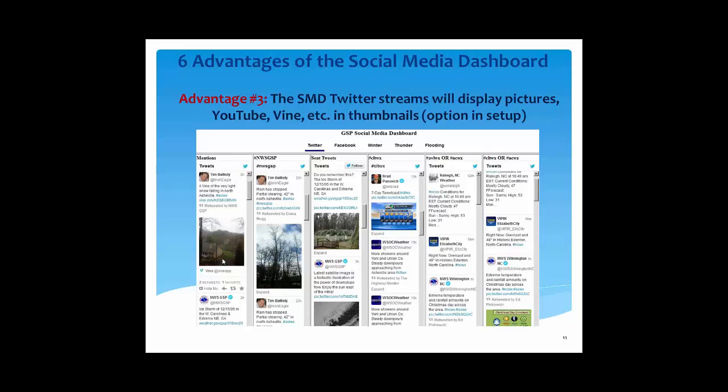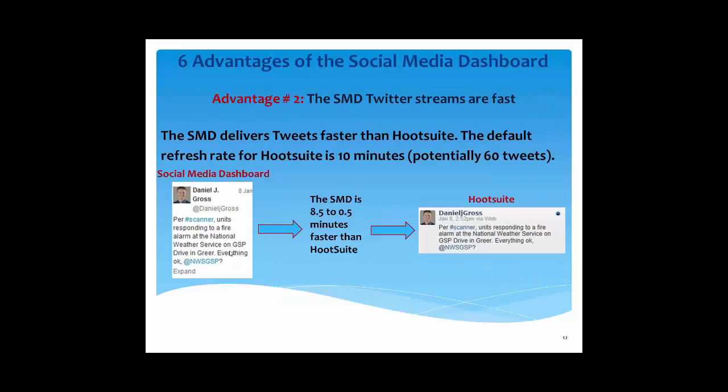The second advantage is that the delivery of the tweets is much faster in the dashboard than you would find in Hootsuite. And, depending on your settings on Hootsuite, the dashboard can deliver tweets onto the display as quick as 8.5 minutes before Hootsuite will. If you crank Hootsuite to the lowest refresh rate, which I believe is 2 minutes, then you're still going to see the tweets being delivered in the dashboard about a half a minute quicker than you will in Hootsuite.